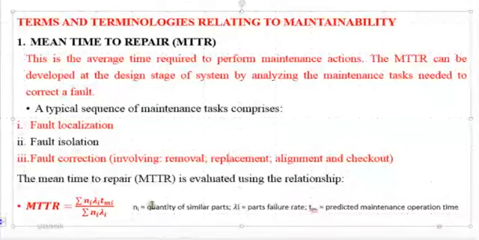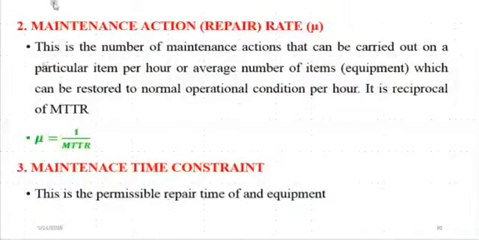What is Ni? It is the total number of similar components we have in the machine, and lambda i is the failure rate of those components, and Tm is the estimated or predicted maintenance time in order to bring the machine back to its normal operation.